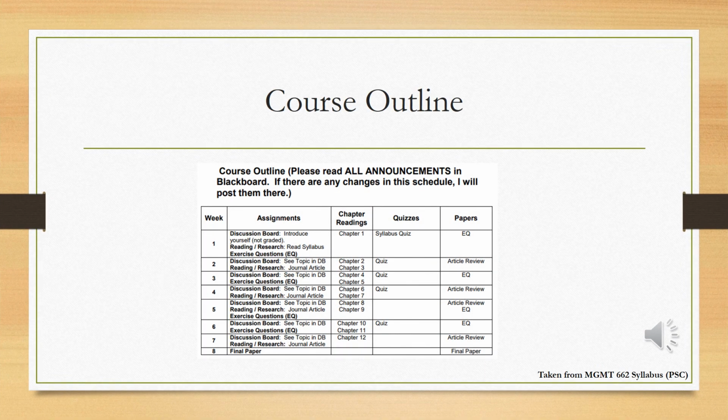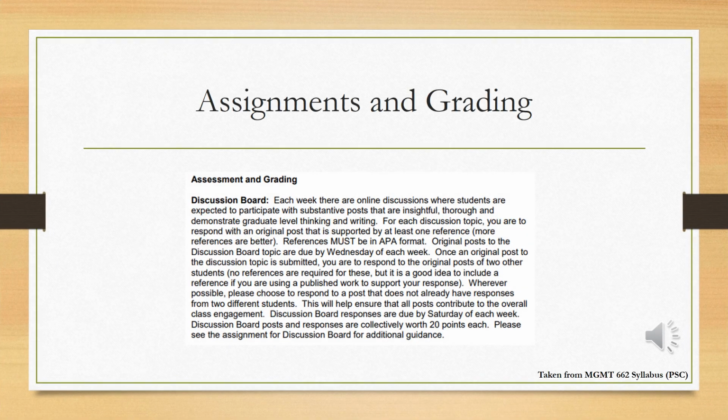The course outline is usually a table that shows you what topics you will be learning about each week, as well as any readings and assignments you must complete in that week. In the assignments and grading part of your syllabus, it lists each assignment and describes it. It tells how the assignment must be completed, such as how references are to be cited, and also tells you how many points the assignment is worth.